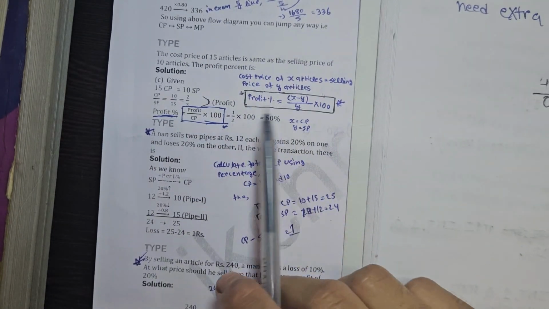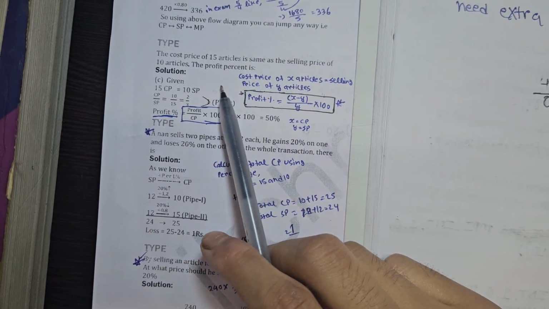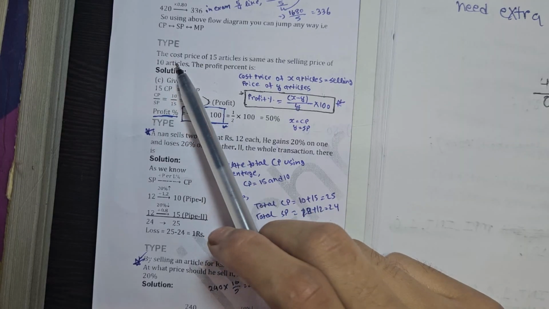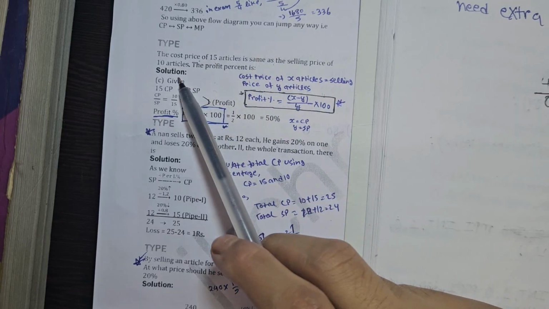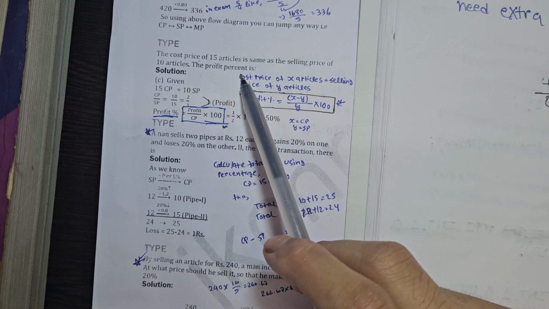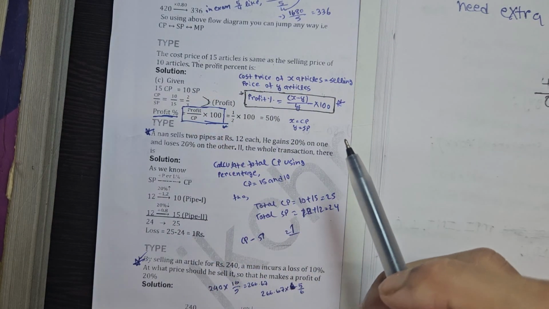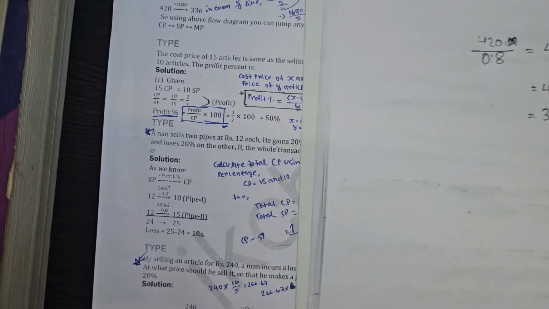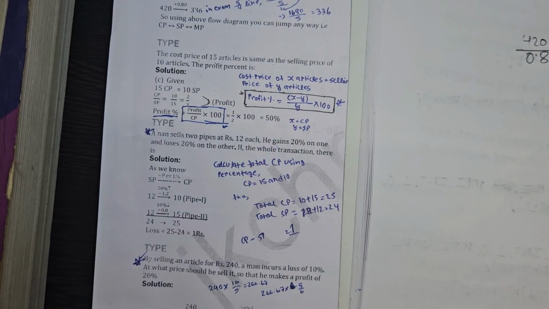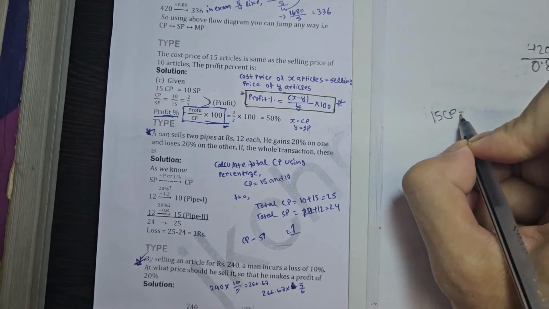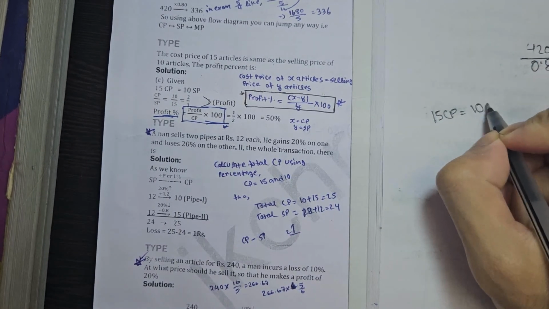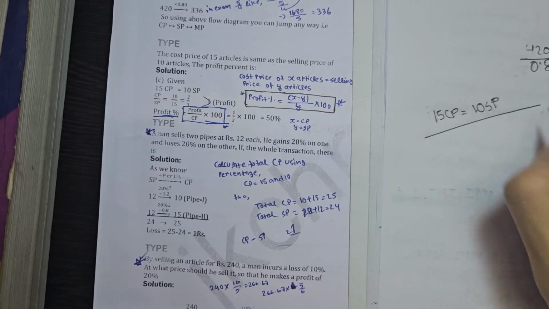Now the next type of profit and loss problem is: the cost price of 15 articles is the same as the selling price of 10 articles. What is the profit percentage? It is a very common type of problem that we will see, that if the cost price of 15 articles equals the selling price of 10 articles, what is the profit percentage here?